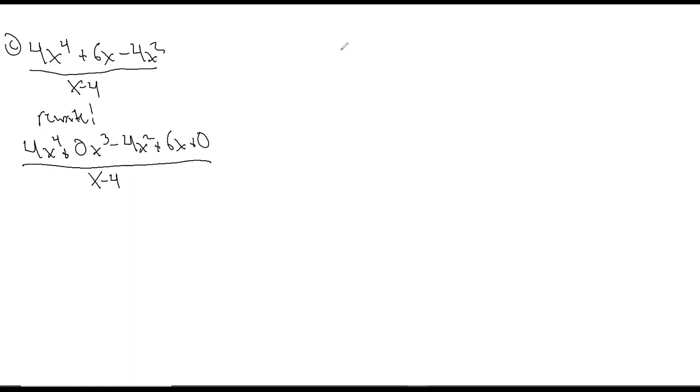So I'm going to go over here because I'm going to need a decent amount of room for this one. X minus 4. That's going to be a little high. It might not look that high to you, but I have toolbars on the menu you can't see, I think. So then 4x to the 4th plus 0x to the 3rd minus 4x to the 2nd plus 6x plus 0.